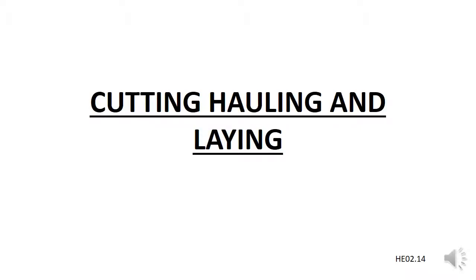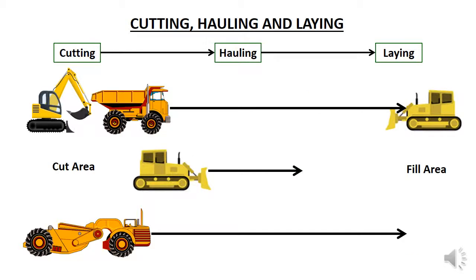In this video we will look at the cutting, hauling and laying process. Cutting involves excavating the soil from cut areas down to the required level of the road formation. The material is then hauled to a fill area where it is laid ready for compaction. Alternatively, it may be a cut to waste operation, in which case the cut material is just taken away off-site. However, let's look at the cut to fill.